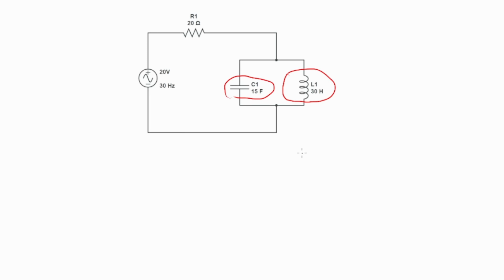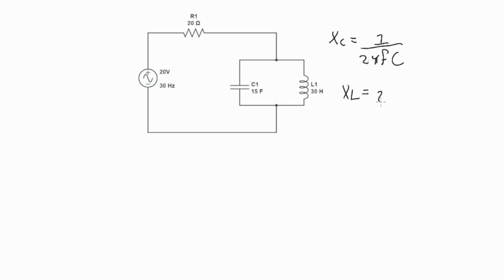Well, we use the formulas we already know. The formulas are: capacitor reactance equals 1 divided by 2π times frequency times capacitance, while the inductor reactance equals 2π times frequency times inductance. We've seen this in the previous video. If you want to learn more about this, you can go and check that video. I'll link it in the description.